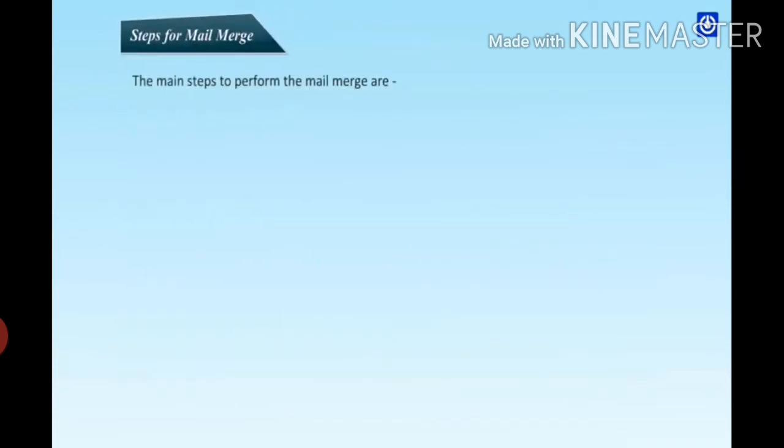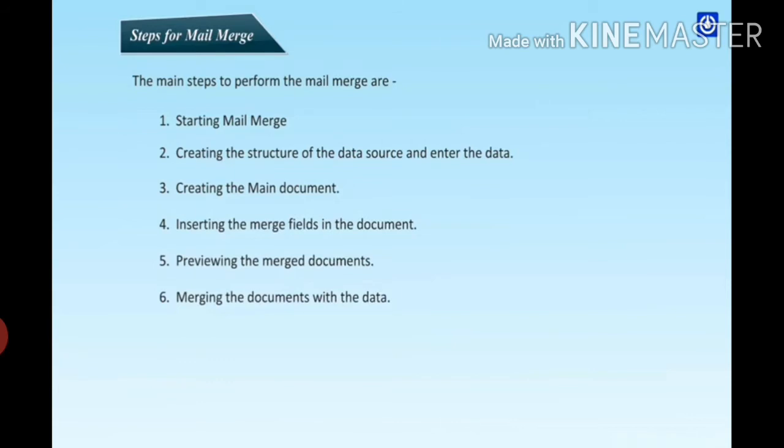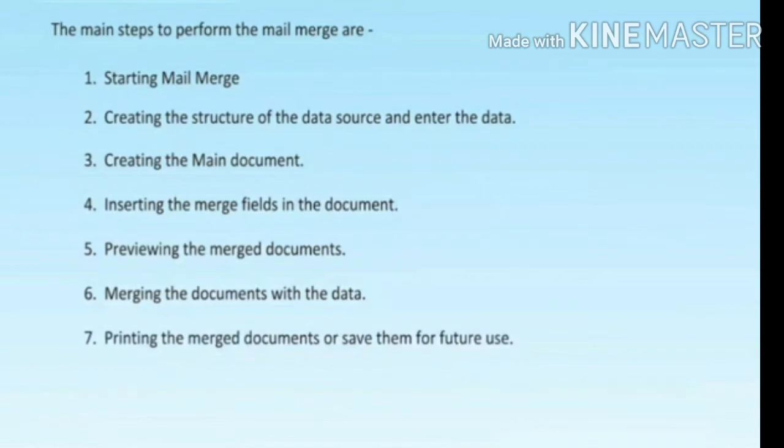Steps for the mail merge. There are mainly 7 steps to perform the mail merge. The main steps are: starting mail merge, creating the structure of the data source and entering the data, creating a main document, inserting the merge fields in a document, previewing the merged documents, merging the documents with the data. Last one is printing the merged document or saving it for further use.